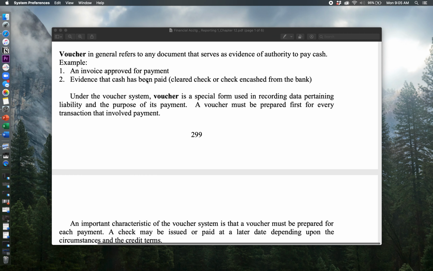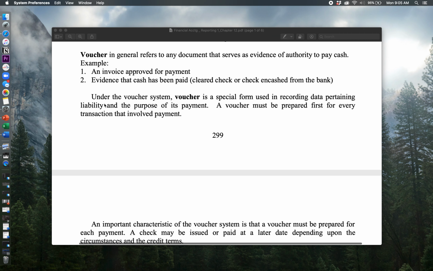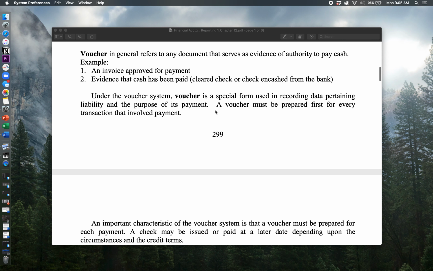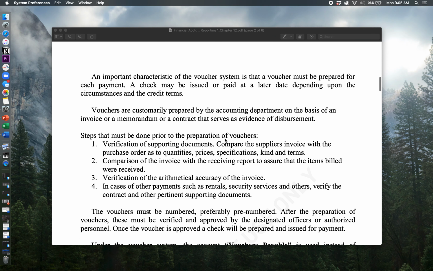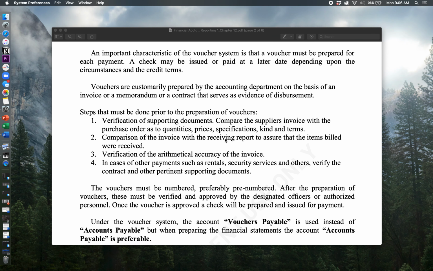Under the voucher system, a voucher is a special form used in recording data. So, underscore nyo guys in your handbook, okay, liability and the purpose of its payment. So, ang voucher natin guys, technically, ka-refer lang siya dito sa mga payment transactions natin. A voucher must be prepared first for every transaction that involve payment. Kung may balayran ba lang company guys, so ginagamit ang voucher. So isa dara, an important characteristic of voucher system is that a voucher must be prepared for each payment. A check may be issued, sold, or paid depending upon circumstances and credit terms.